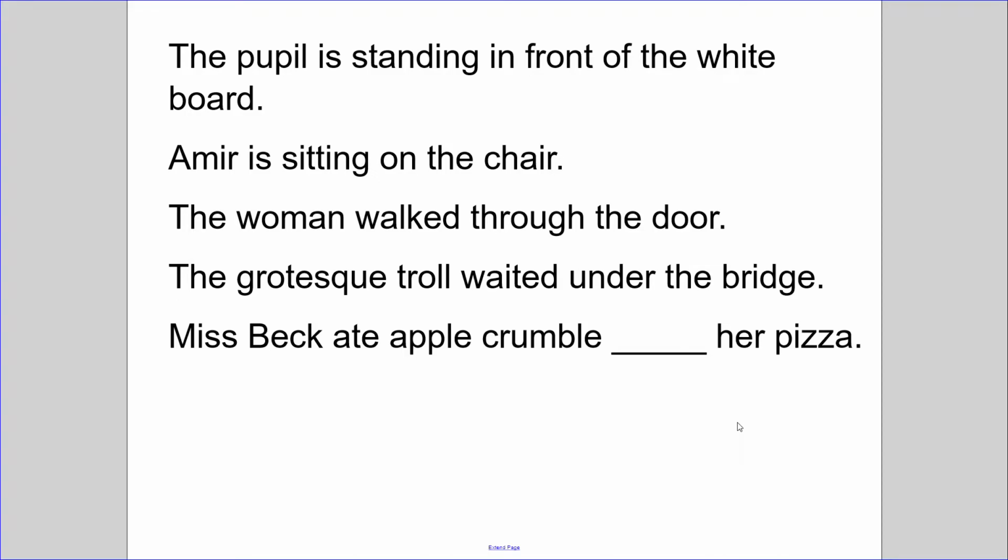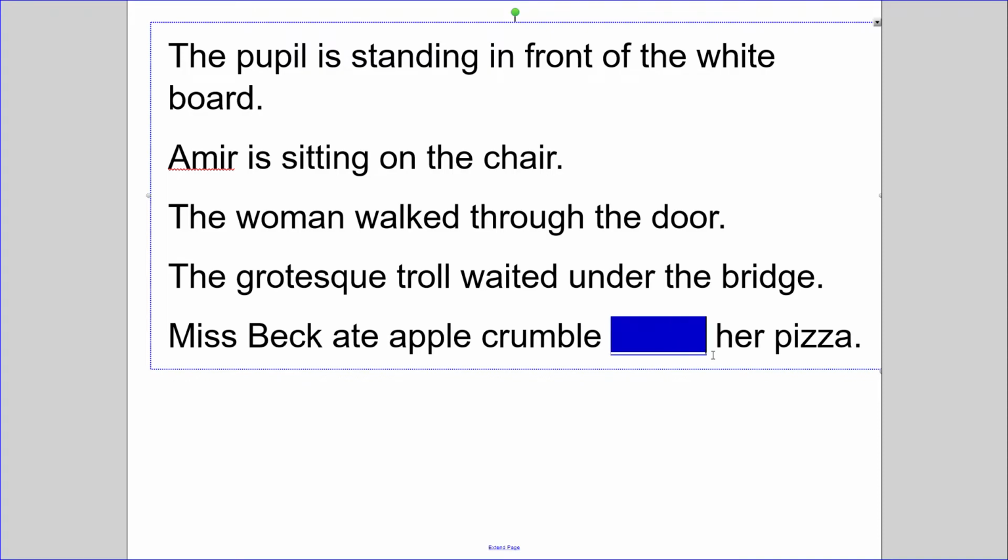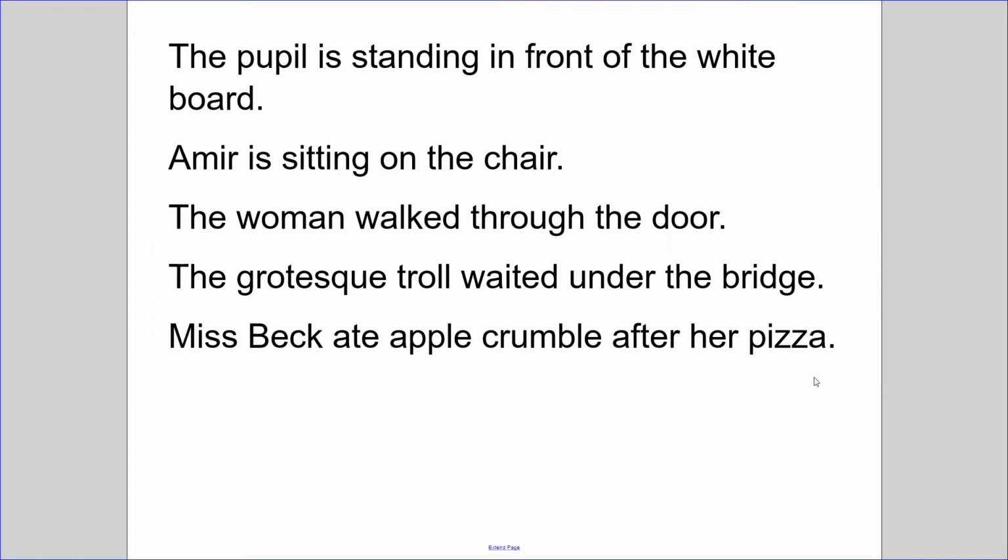Okay, Miss Beck ate apple crumble before her pizza. I'm probably not going to do that. Miss Beck ate apple crumble after her pizza. That makes more sense. Definitely not allowed pudding until I've eaten my main course. There we go. So, hopefully you can see now how the preposition that you're choosing will affect the writing that you are doing. Not every preposition makes sense in every sentence.